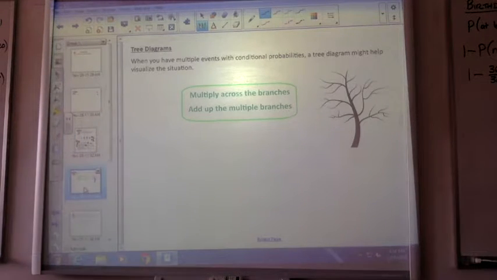All right. When you have multiple events with conditional probabilities, a tree diagram might help visualize the situation. Multiply across branches and add up multiple branches, okay? So before we start the tree diagram, a few things to know. Each branch, if you sum it up, has to sum up to 1. Remember, statistics goes between 0 and 1. Each branch, as you lead out further and further, you multiply those branches together to get to wherever the end of the branch is. And once you're at the end of each of those branches, all of those have to add up to 1. So you're just going through and deleting events.